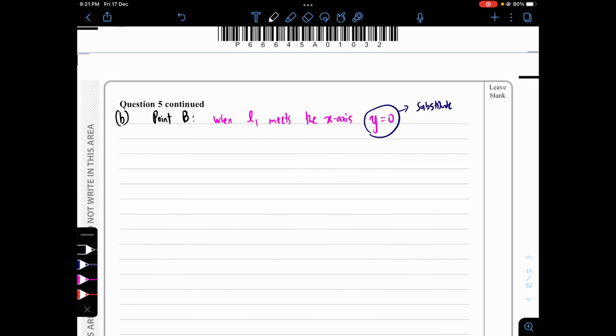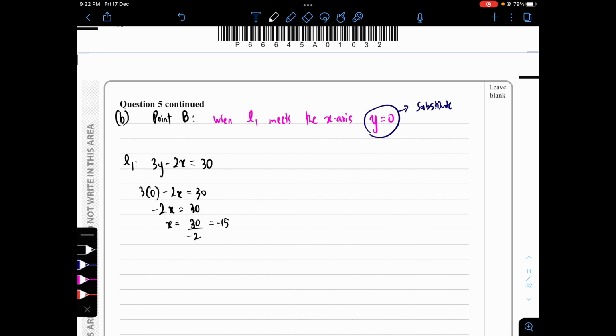So what is the L1 line again? So L1 is, the line is 3y minus 2x equals 30. This is from the original question. So when we substitute y equals 0, we have 3 times 0 minus 2x equals 30. So this is just 0, so we have minus 2x equals 30. X equals 30 divided by minus 2, we get minus 15, right?